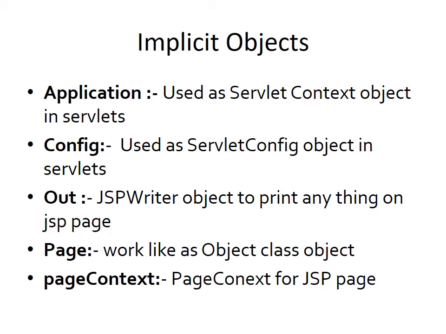Now out is the object to print anything on the JSP page. If you remember, in a servlet I use the response to get the writer, the IO stream, and then I use out.println. But now I need not create an object on my own. The implicit object available directly is out. It is not necessary to capitalize the first letter; everything can be in small letters.